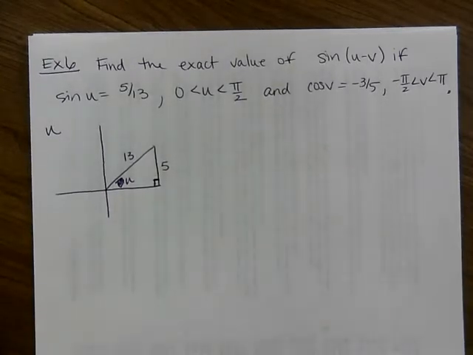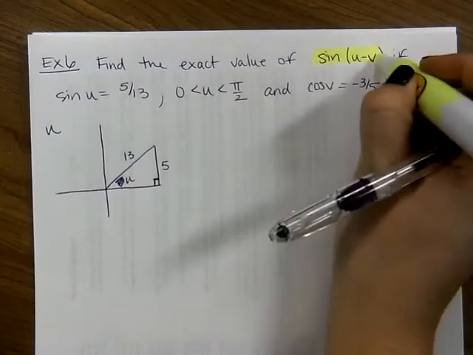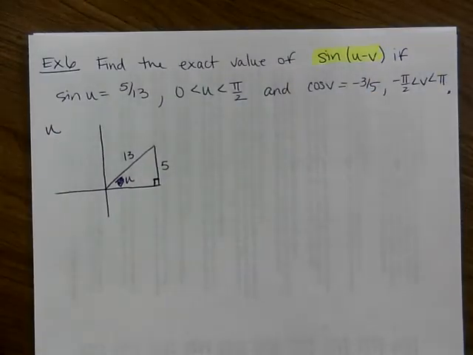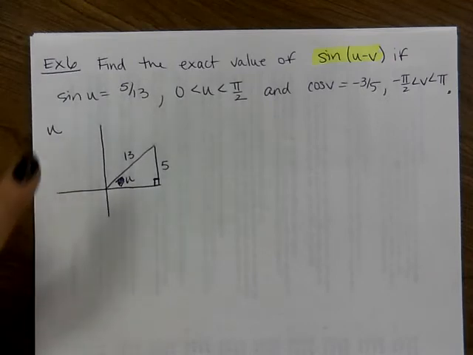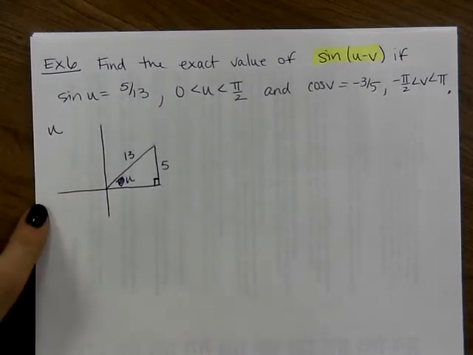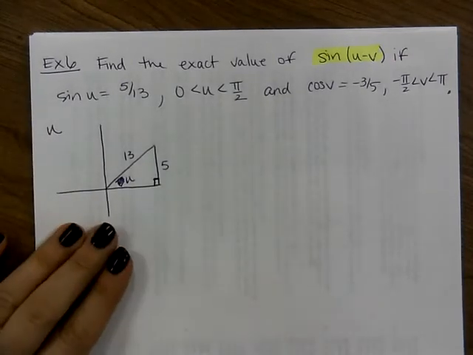They're telling us to evaluate the sine of u minus v. So in order to do that, take a look at your formula. Don't you have to know the sine of u and the cosine of u? Well, I only know the sine of u. So to find the cosine of u, I have to use the Pythagorean Theorem or a special right triangle. That's why I have to draw the triangle.